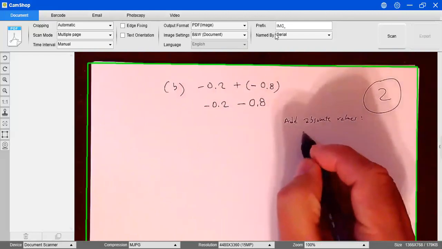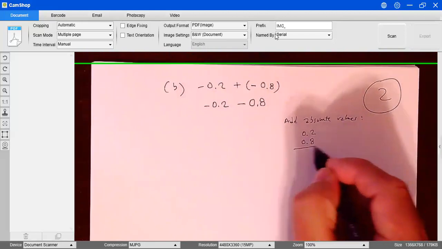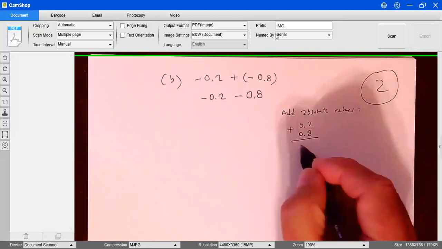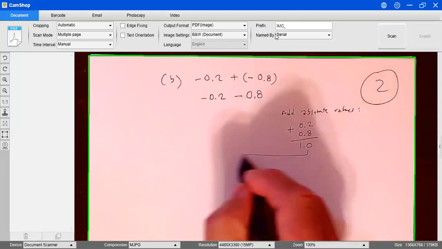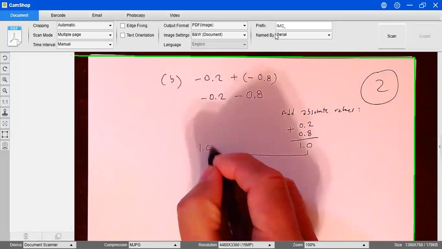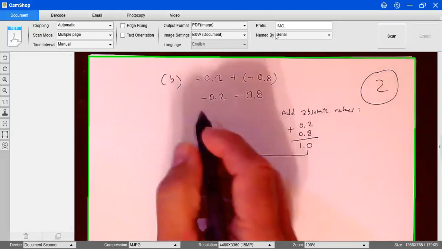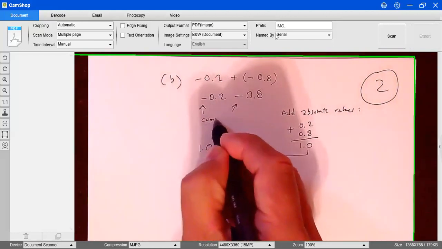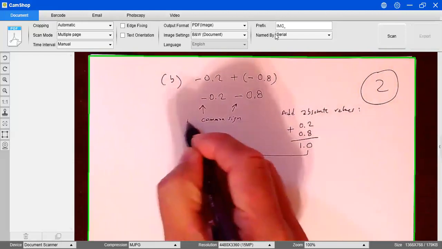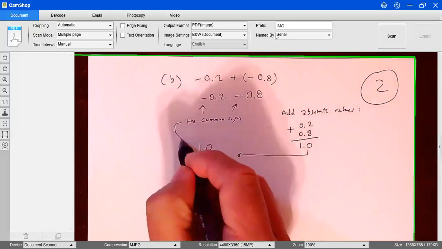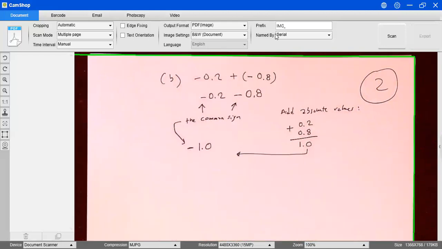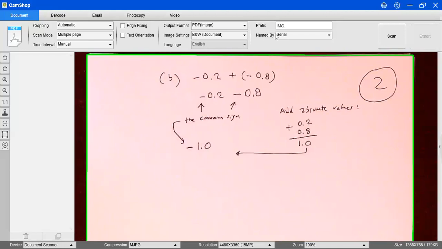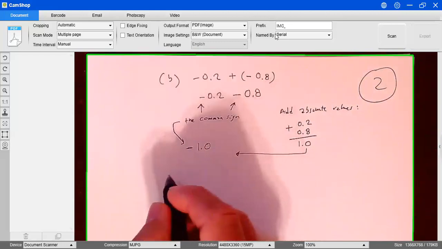First you're going to add the absolute values. So you have 0.2, 0.8. You're adding the absolute values, and you're going to find that this is 1. Then to report the result, you're going to write 1.0 and you're going to use the common sign. What is the common sign? The common sign is a negative sign. That means you're going to write a negative for this sum. In algebra, usually subtraction is just an addition. We're going to cover this in the next section, but this is part B of example 3.